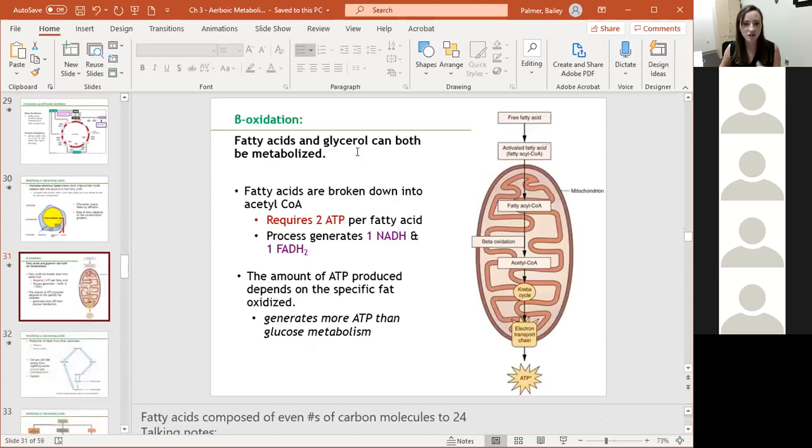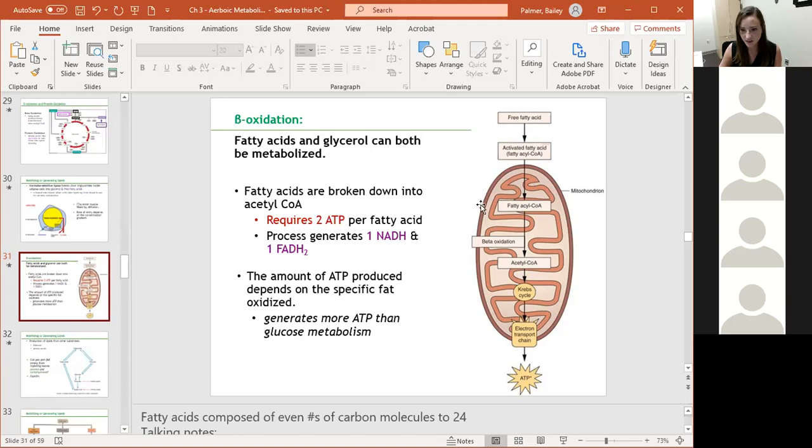So we already said glycerol is metabolized, but it's turned into glucose, and it's done in the liver. Fatty acids, though, can enter into the muscle tissue. They are broken down into acetyl-CoA, just like glucose was, or just like pyruvate was.